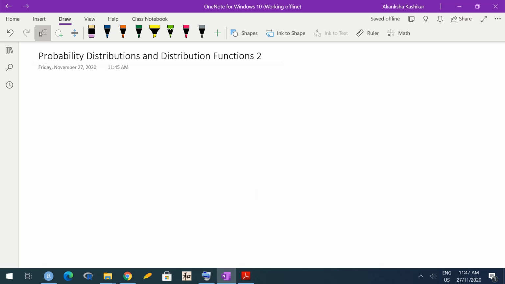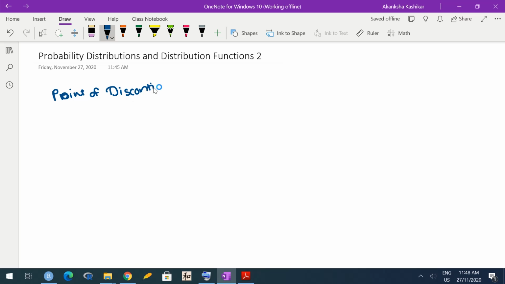Hello everyone. Today we'll continue our discussion on probability distributions and distribution functions. We are going to introduce some new terms. Of course, many of these terms we have already used in basic probability distributions, but we will study them in a more rigorous way here. So, one such term is point of discontinuity.